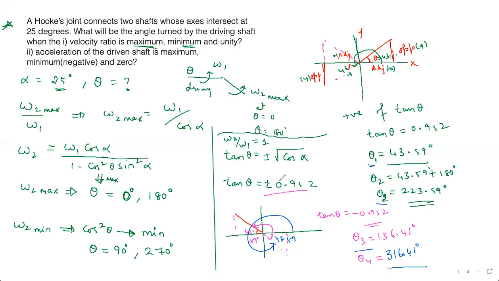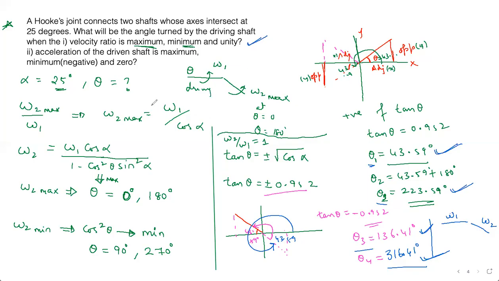So these are the 4 theta values for which the driven shaft's angular velocity is the same as the driving one. Once more, a summary. This is the driver, this is the driven. The driver is going with omega 1, the driven with omega 2. When theta is 43.59, omega 1 equals omega 2, meaning driver and driven have the same speed. The same at 136.41, at 223, and at 316 degrees of theta. So I hope the first case of the problem is very clear to each and every person.